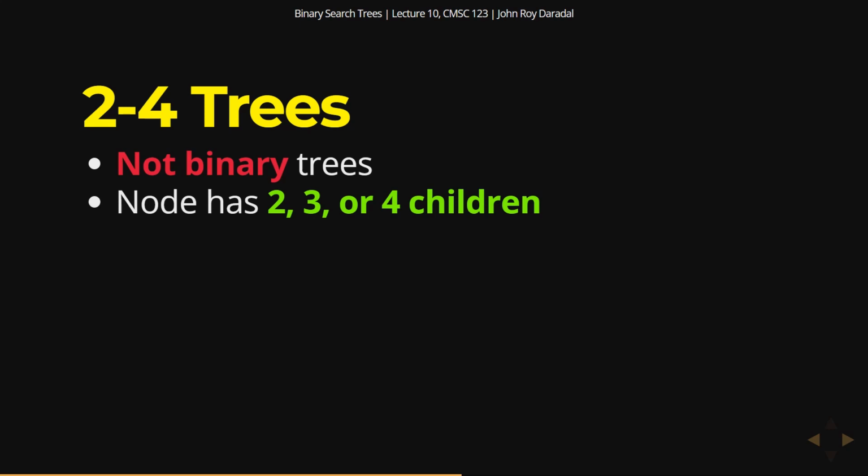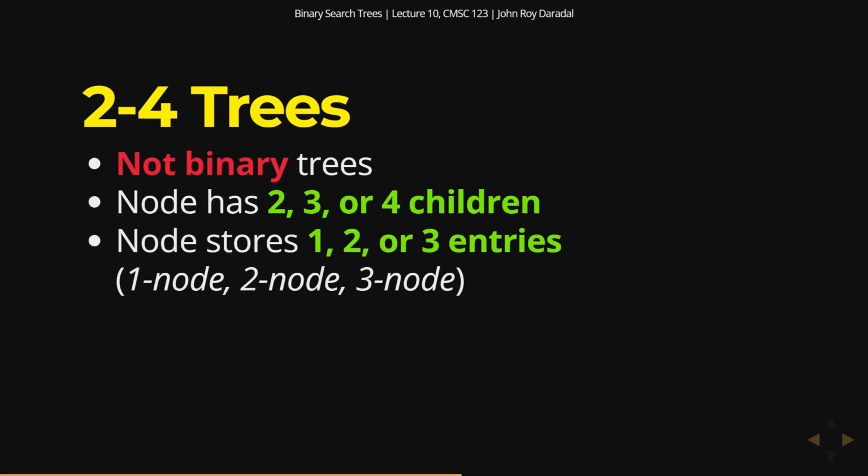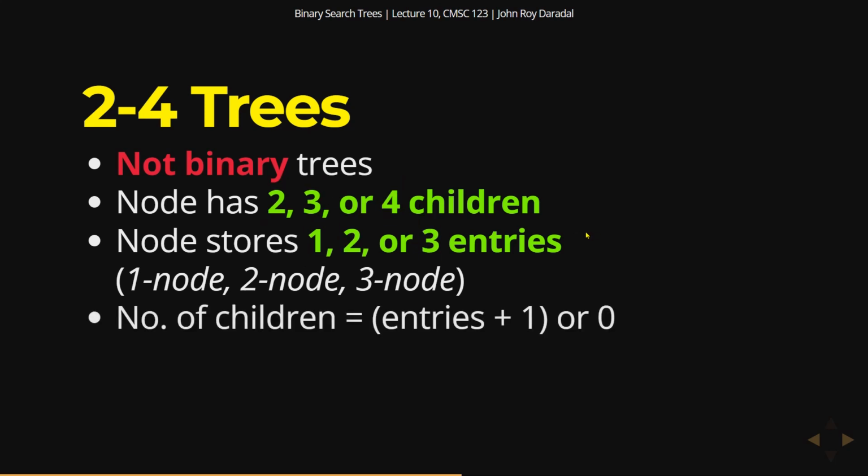The nodes of a 2-4 tree could have 2 children, 3 children, or 4 children. That's why it's called 2-4 trees. The node could store one entry, 2, or 3 entries. If it stores one entry, we call it a 1 node. If it's 2 entries, a 2 node, or 3 entries, a 3 node. If it has 1 entry, it will have 2 children. If it has 2 entries, 3 children, and 3 entries, 4 children. So the number of children would be entries plus 1, or nothing.